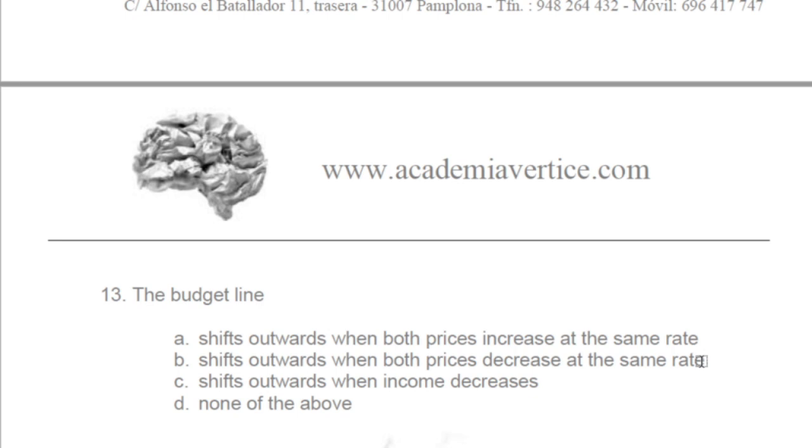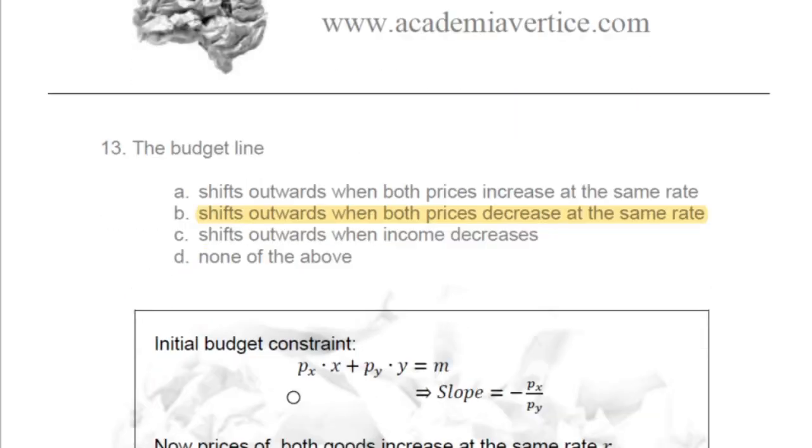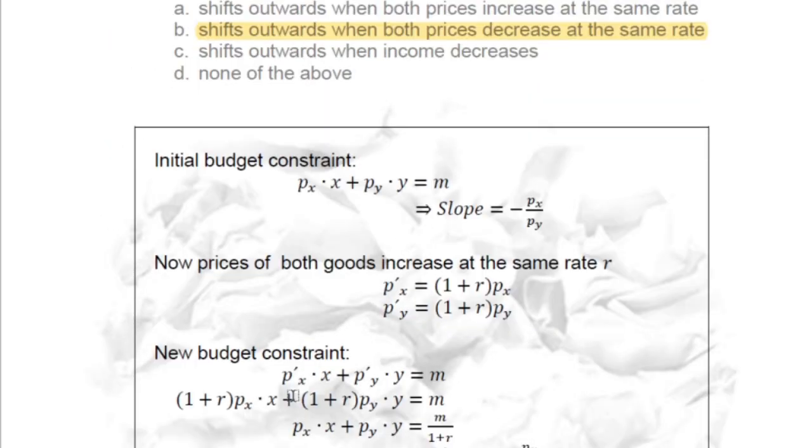But be careful. I will show you now, because maybe it's not very easy. Well, we will see it. Let's suppose I did the proof here with an increase at the same rate. We will see that with an increase at the same rate, the budget constraint shifts inwards, shifts to the left. So when the prices decrease, it shifts to the right, outwards.